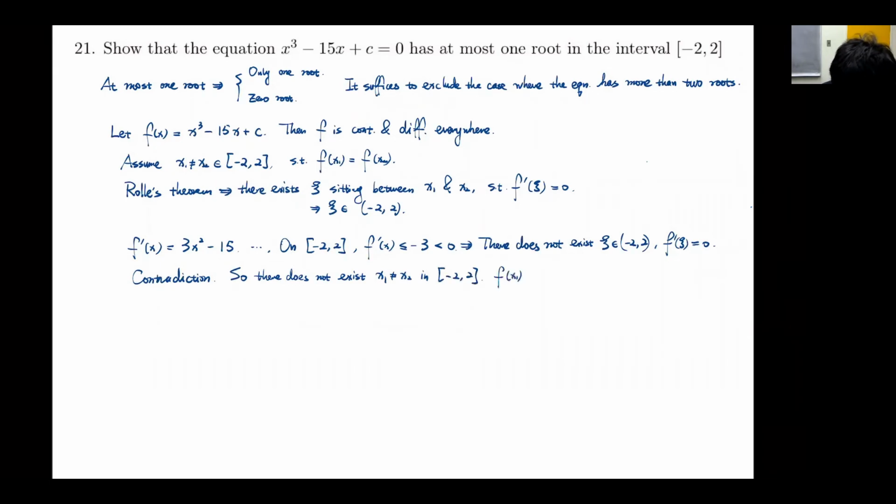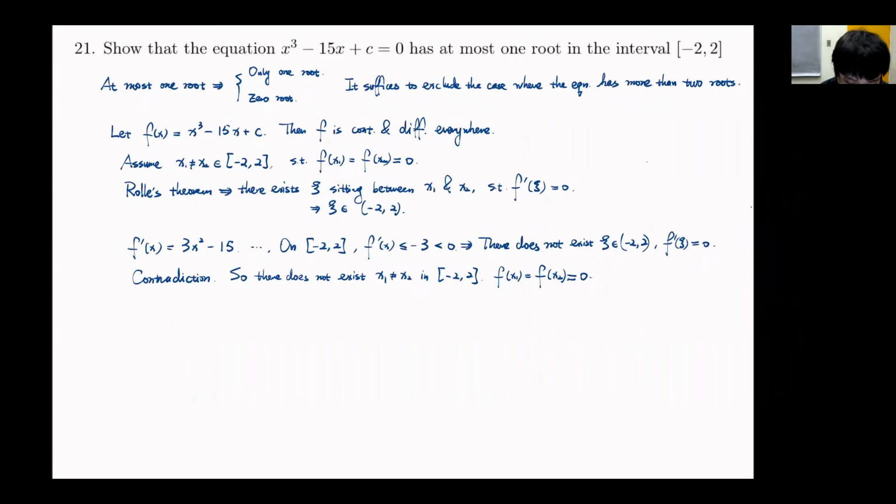f of x1 equals f of x2 equals 0. I think I forgot the equals 0 over here. Okay, this way we excluded the case where the equation has more than two roots, because it has more than two roots, and in particular, it will have two roots, namely x1 and x2 over here. But from the argument of Rolle's theorem, together with the formula of f prime of x, we see that this assumption is wrong. So we excluded the case where the equation has more than two roots.